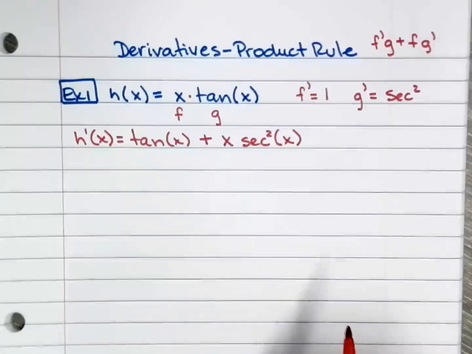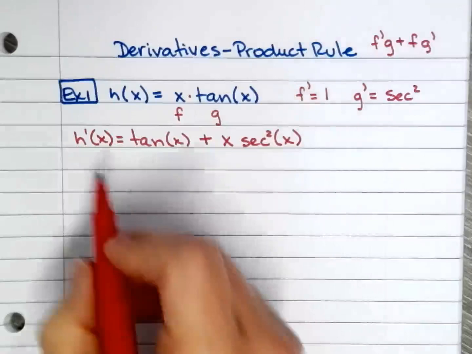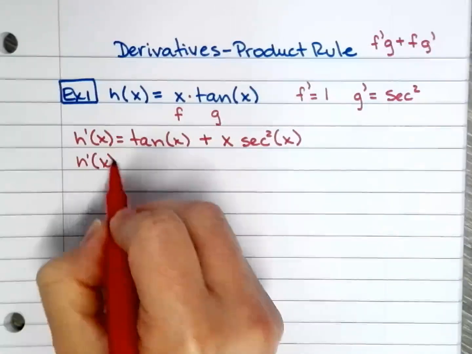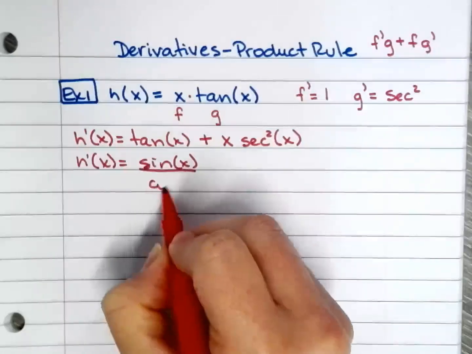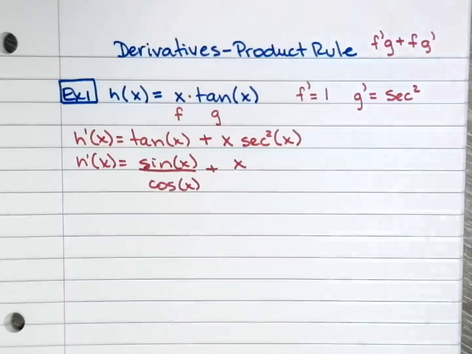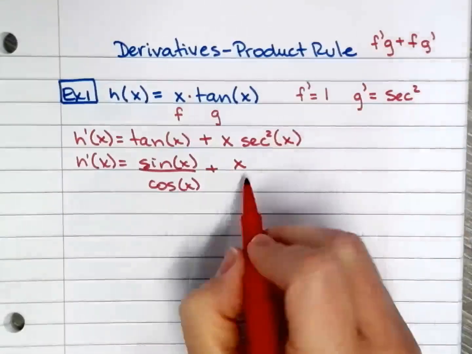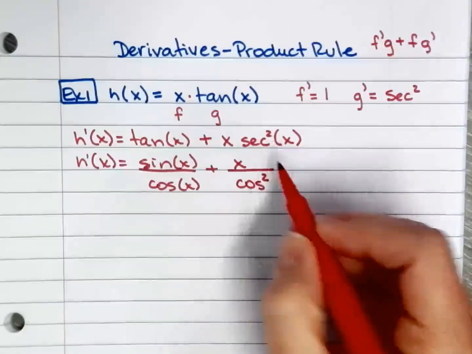So this is the main idea. Now we just need to simplify and write the final answer fully factored and in terms of sine and cosine. So I also know tangent is sine of x over cosine of x. And I also know secant is 1 over cosine. So over cosine squared because it's secant squared.